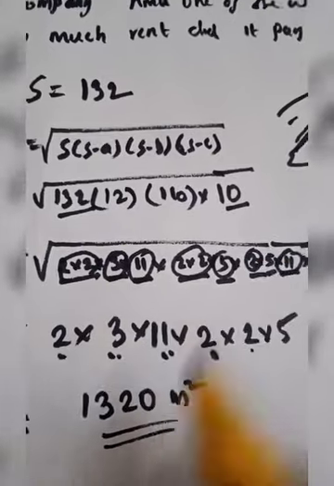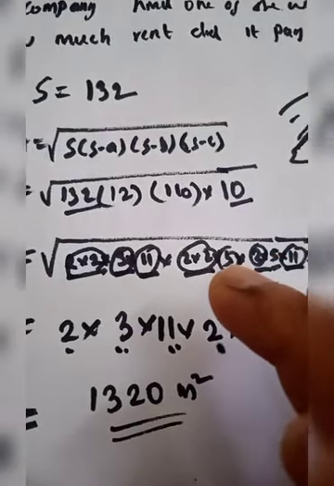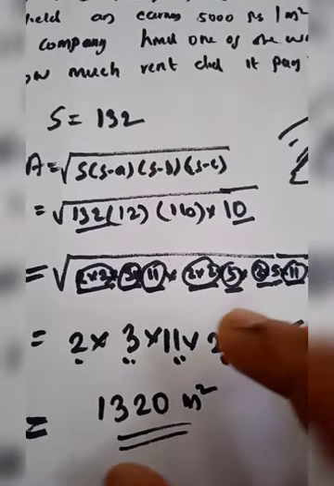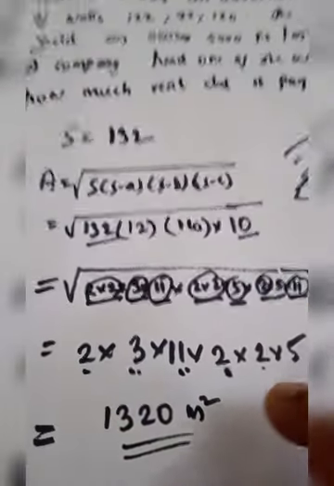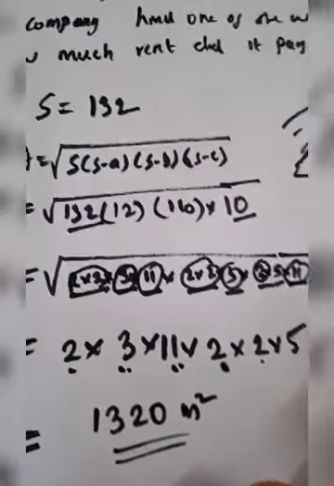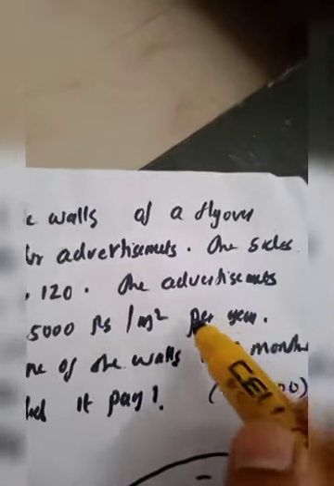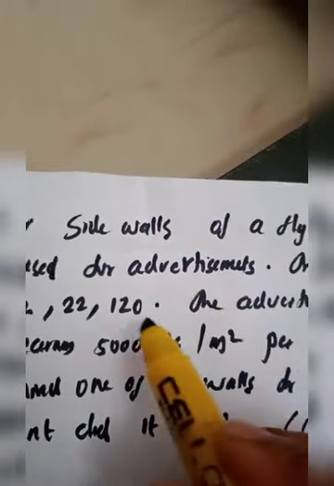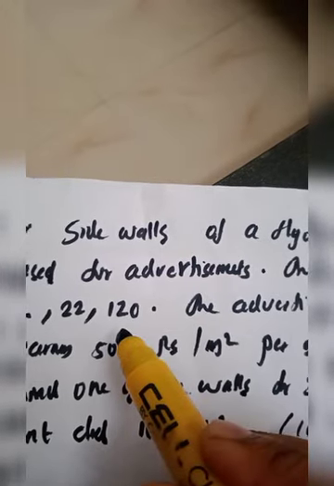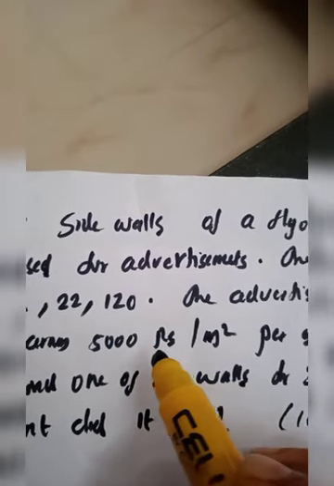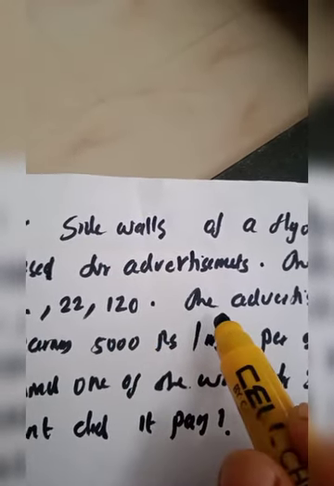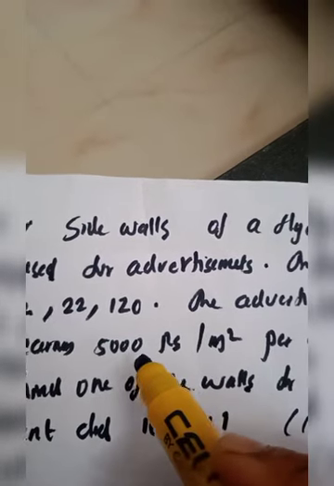So this is the area of that triangle. Clear? We understood the area of the triangle as 1320 meter square. And they said, I repeat, that for 1 meter square we have to pay an amount of 5,000 rupees.